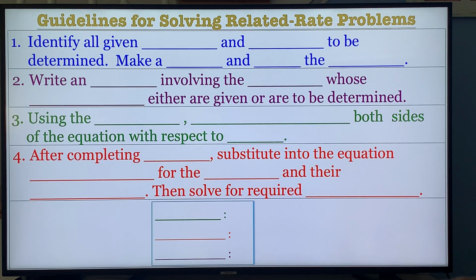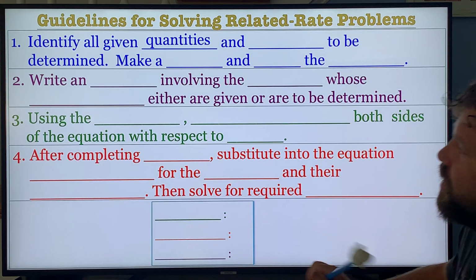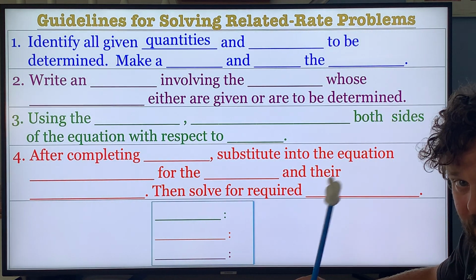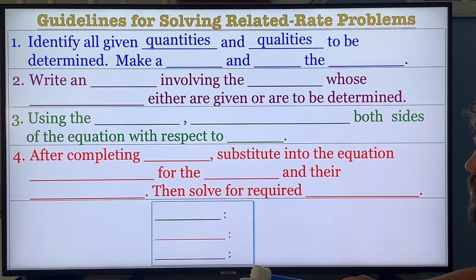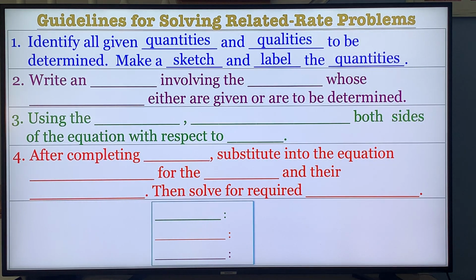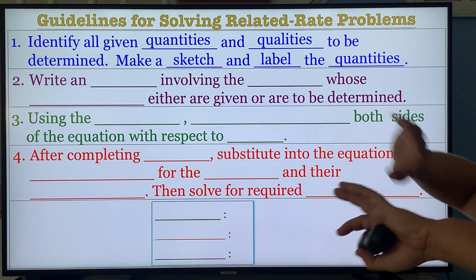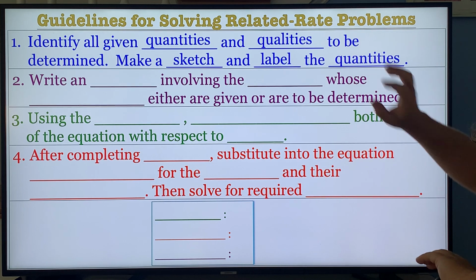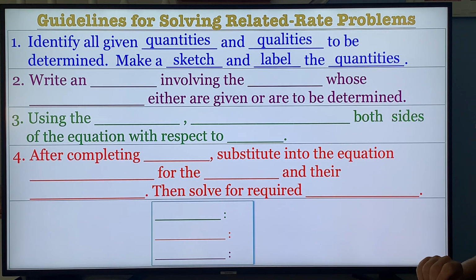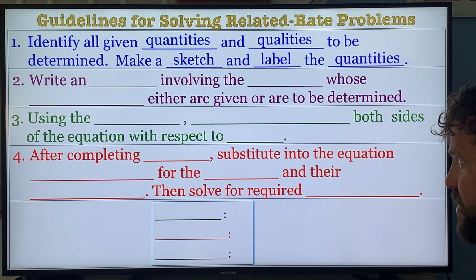So, I made some nice little guidelines here. First one, identify all the given quantities and qualities to be determined. Well, we're not in class, so I'm just going to tell you. Make a sketch and label the quantities. So pretty much what you do is you figure out what goes where, you take all the pieces out of the paragraph, and you just write down what all the stuff is. You draw a picture and you label it to see what's going on.